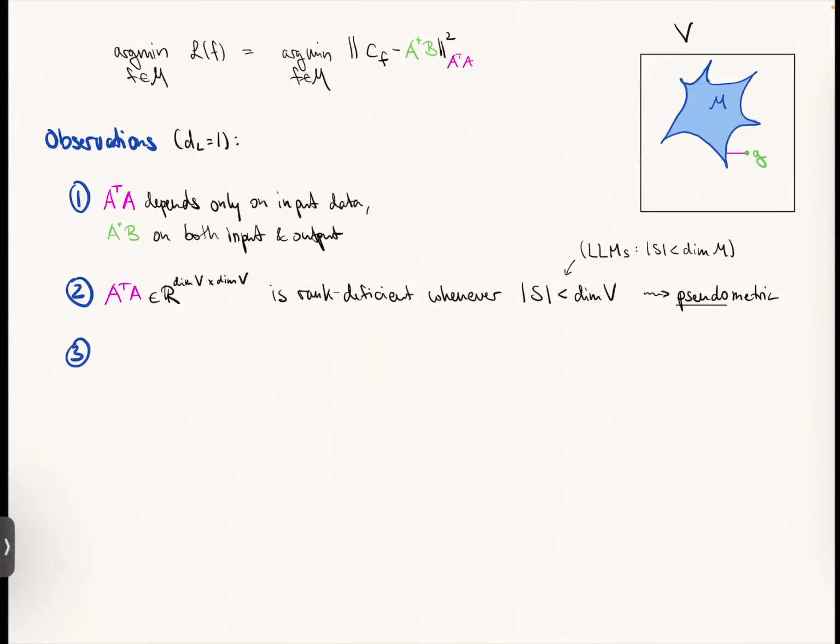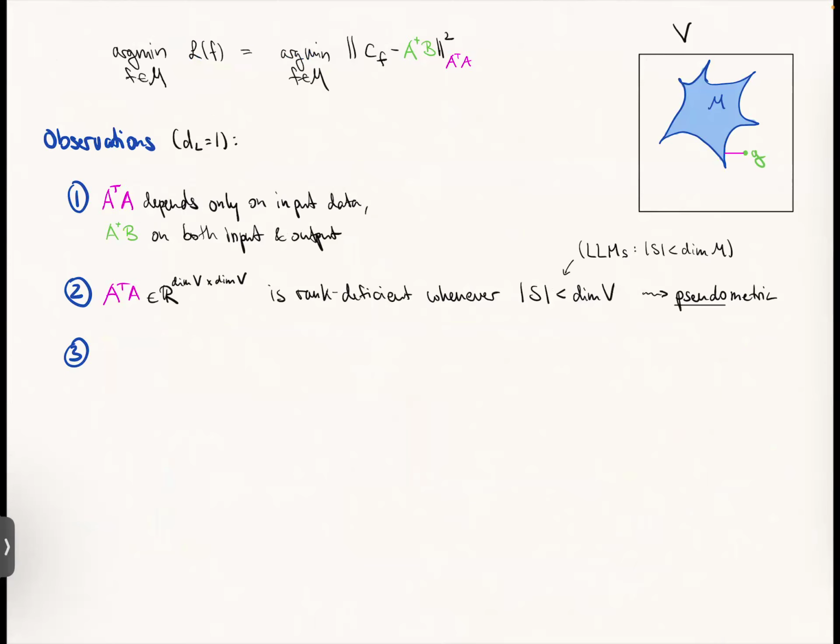There are some observations. Mean squared error loss is now really the same thing as minimizing, like doing a closest point type of problem. And this point is this green point G that depends on the input and the output data. And the pseudo distance that I have to work with only depends on the input data.